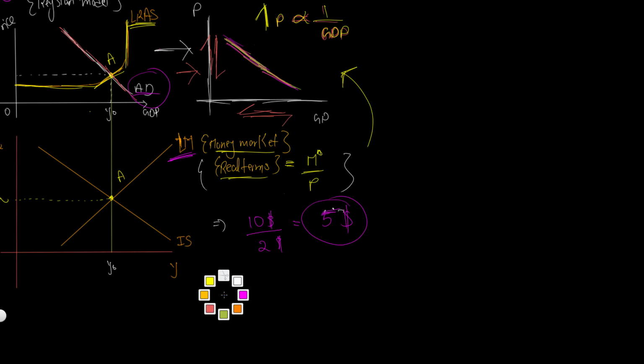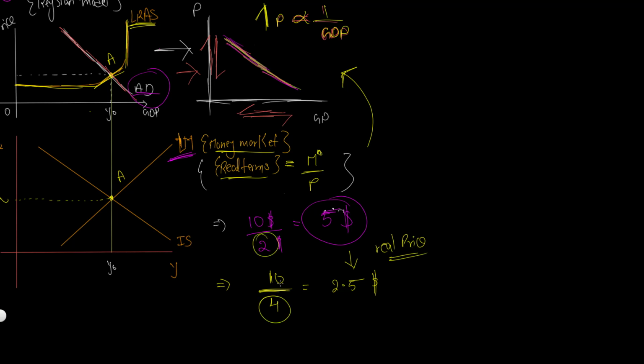So let's say, for the sake of argument, that for whatever reason the prices in the economy are increasing. If the price in the economy jumps from $2 to $4, assuming that the nominal money supply is constant, you will notice that you would have a much lower real money supply in the economy. 10 divided by 4 should give us, sorry, my bad, should give us 2.5. Okay, $2.5.